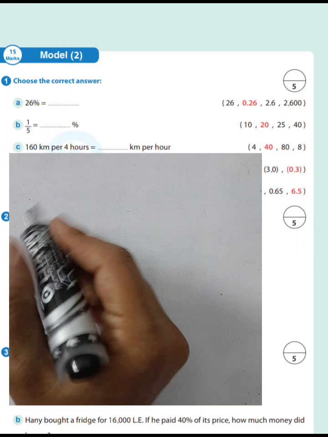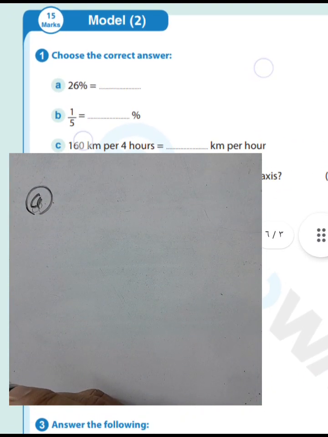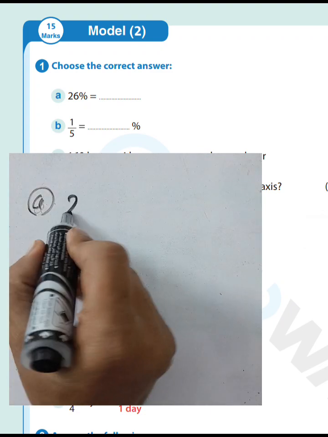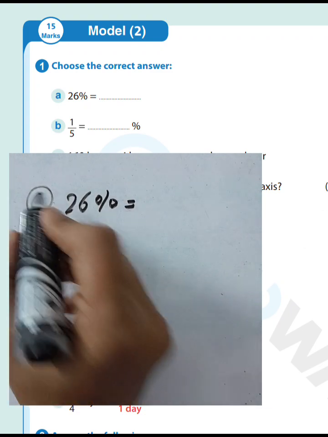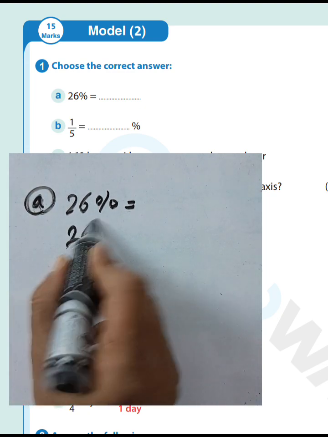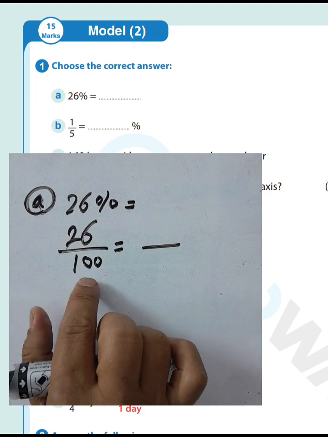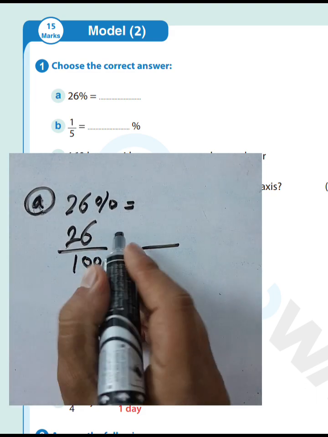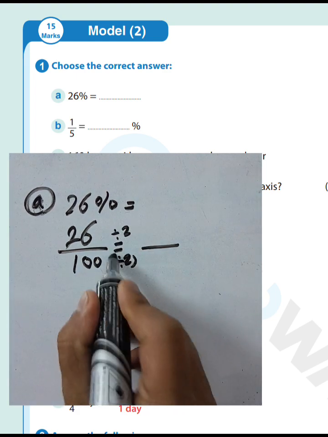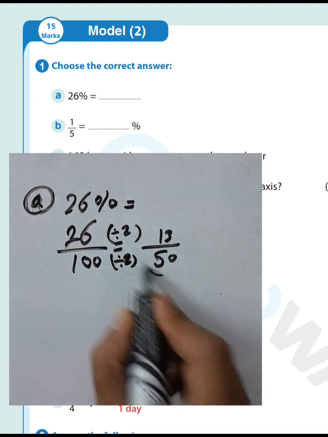26%. Look at with me here. We want to write this example in the simplest form. 26%. We know any percent means a ratio, whose second term is 100. We have here 26%. It means 26 over 100. Then you can divide numerator and denominator by 2. 26 divided by 2 will be 13. 100 divided by 2 equals 50. Then the result will be 13 over 50.